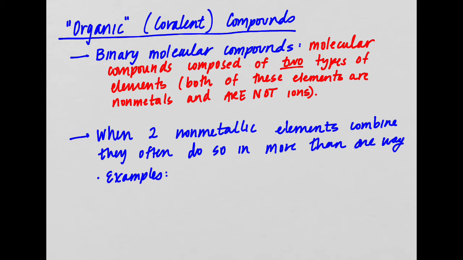Okay, so when these two nonmetallic elements combine, they do so in more than one way. So let's look at some examples here. You know a lot of examples of binary molecular compounds. We have carbon monoxide, CO, and we have carbon dioxide, CO2. So these are both binary molecular compounds composed of carbon and oxygen, but they have different molecular formulas.